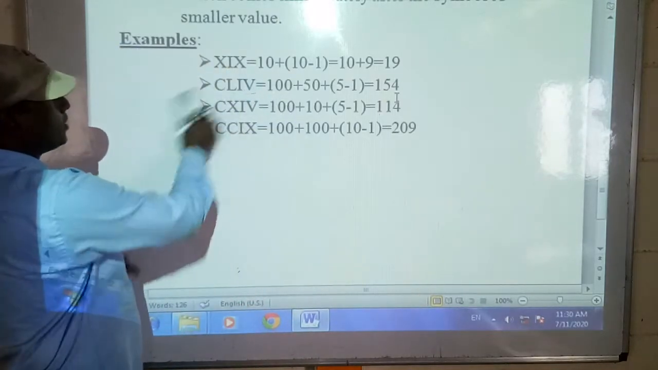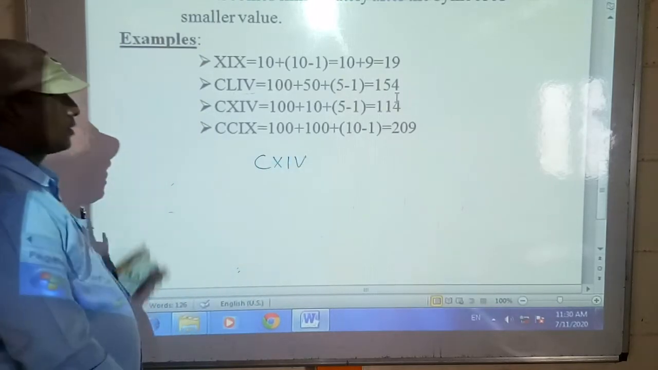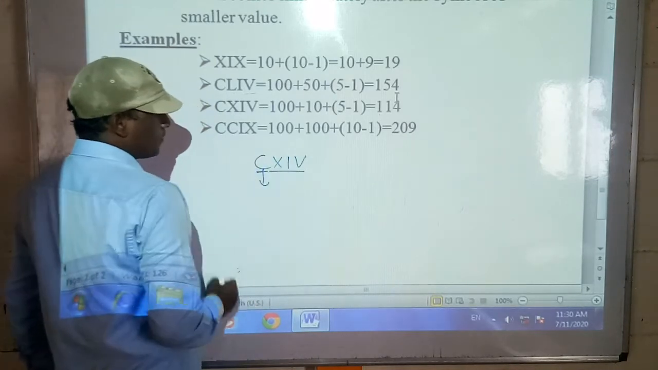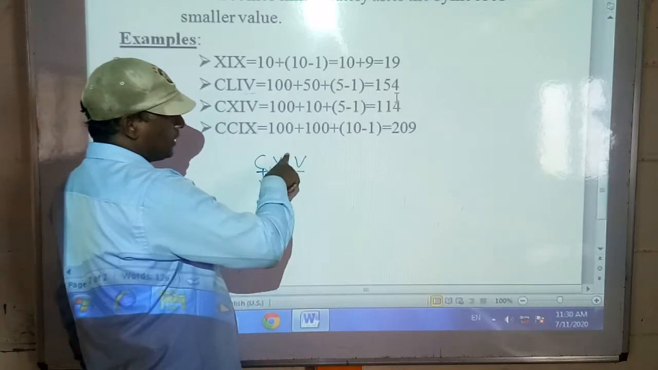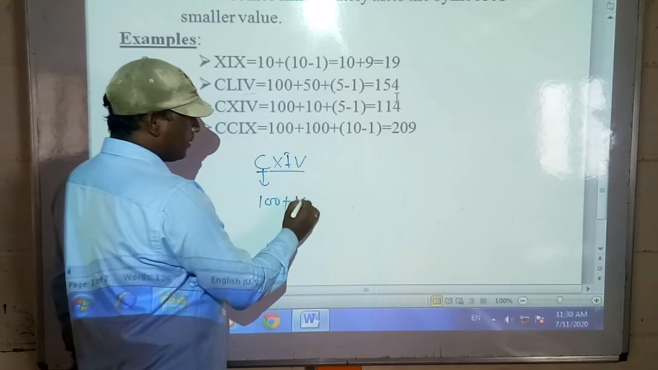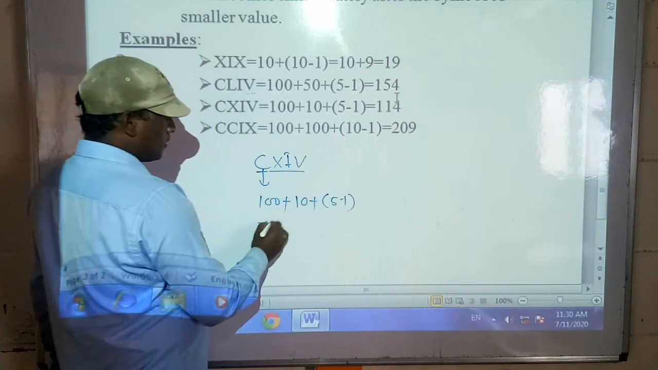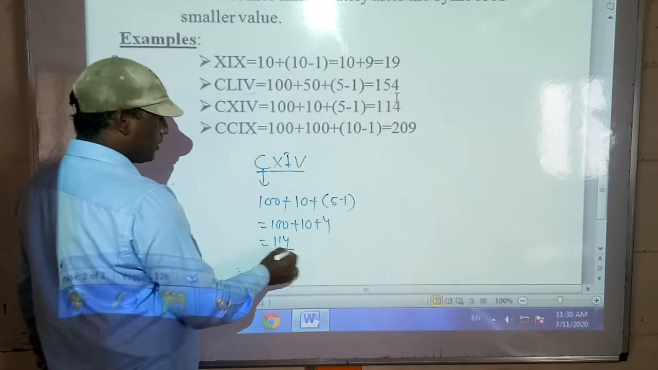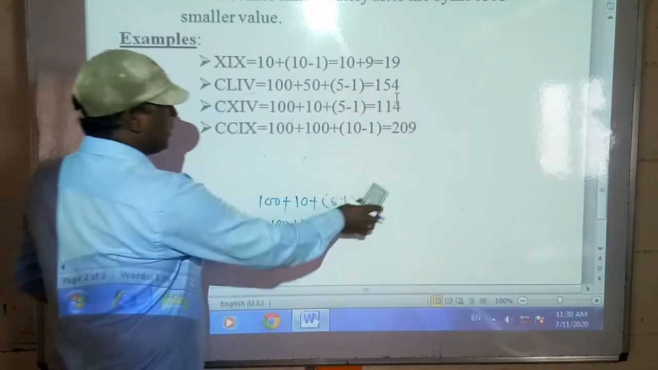Observe students, another one you can do: CXIV. In this you observe the big number first, so we write 100, plus X. This is a big number, this is a big number, and the I in the middle will be subtracted from V. So we add 10 plus 5 minus 1: 100 plus 10 plus 4 is equal to 114. Are you clear? 114.